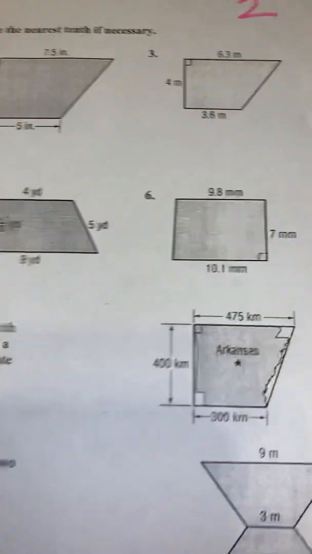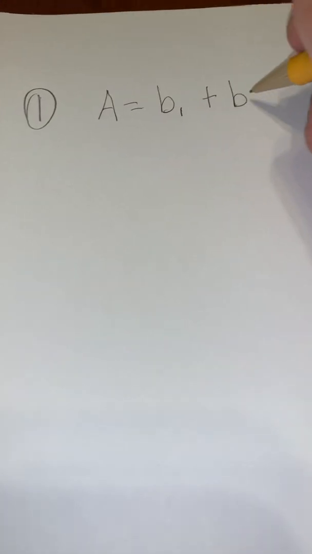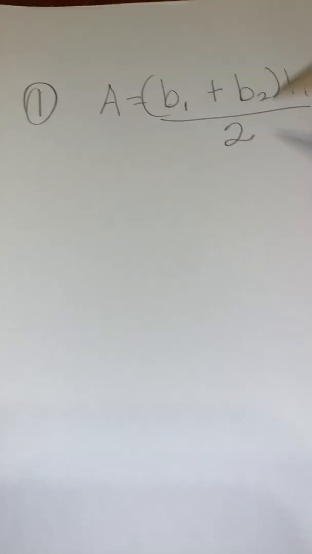And so we're going to first start with our basic formula. Let me zoom out. Let me get everything right for you. Okay, it's area equals base 1 plus base 2 times the height divided by 2.